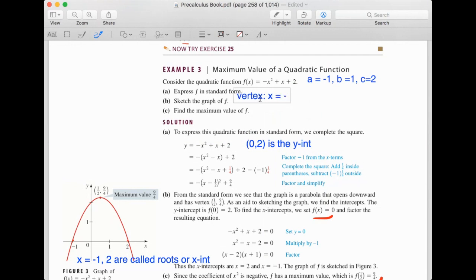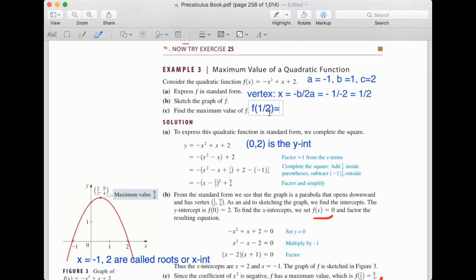X value equals negative b over 2a. Well, b is 1, so we just have negative 1 over 2a. A is negative 1, so 2 times negative 1 is negative 2, right? So we have half. Negative divided by negative becomes positive. So the x value is half. Now let's try to find a y value, f of half.